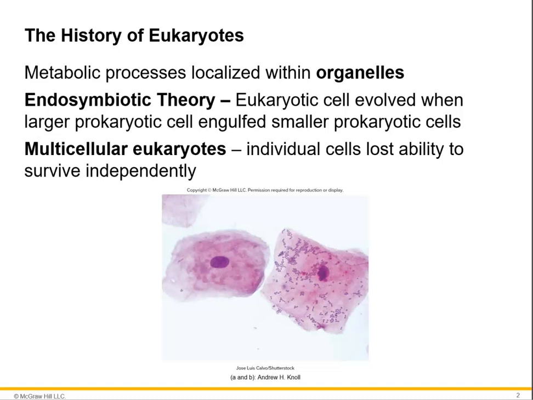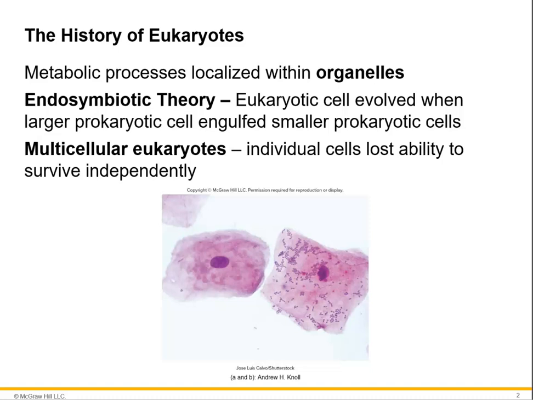Multicellular eukaryotes evolved once individual cells started to lose the ability to survive independently. So you have trillions of cells in your body, about 40 trillion, and they all are grouped into different tissues that perform different functions. Then you've got groups of tissues that make up an organ. And each organ is going to have its own function that it performs. And then you've got various organs that together perform a common task. Those are going to be organ systems.